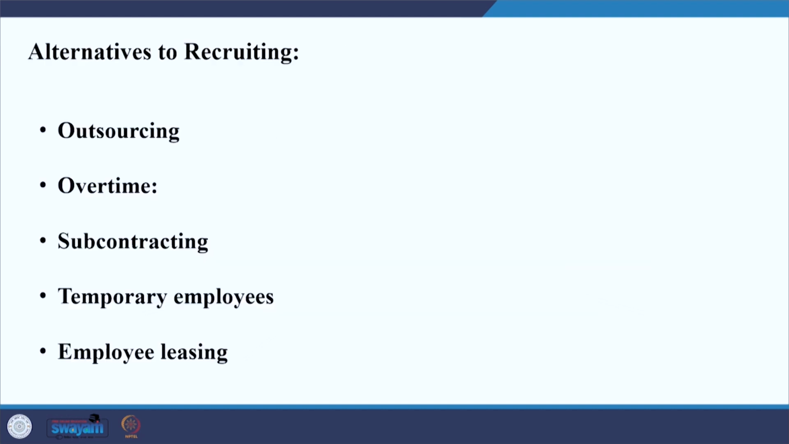Other than the internal and external recruitment processes, there are other processes also. For example, outsourcing. Many companies have 60% of their jobs outsourced. Overtime is there, where overtime is given. Then subcontracting, where the contractor gives the contract to another person. Temporary employees are there, working for a very short period of time, and employee leasing, where employees are leased out by organizations, and therefore they can work in another organization.